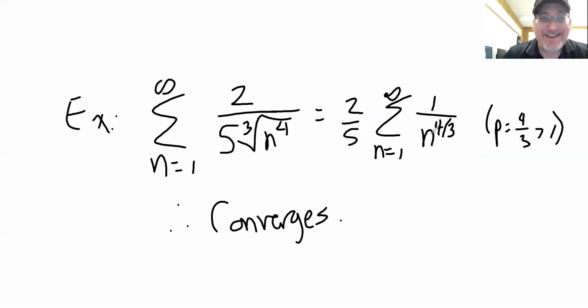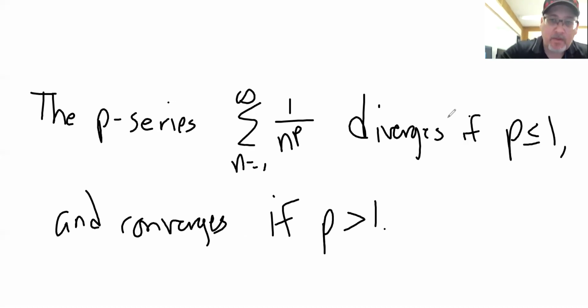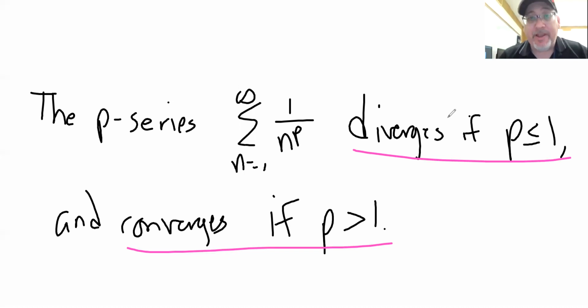So it's a lot of work leading up to the technique, but the technique itself is easy to use. If you are the sum of the reciprocal of a power, you can have some constant factors like we have the 2 and the 5. But if you're the sum of the reciprocal of a power, then your convergence hinges completely on whether the power is greater than 1 or less than or equal to 1. Greater than 1 is convergence. Less than or equal to 1 is divergence.